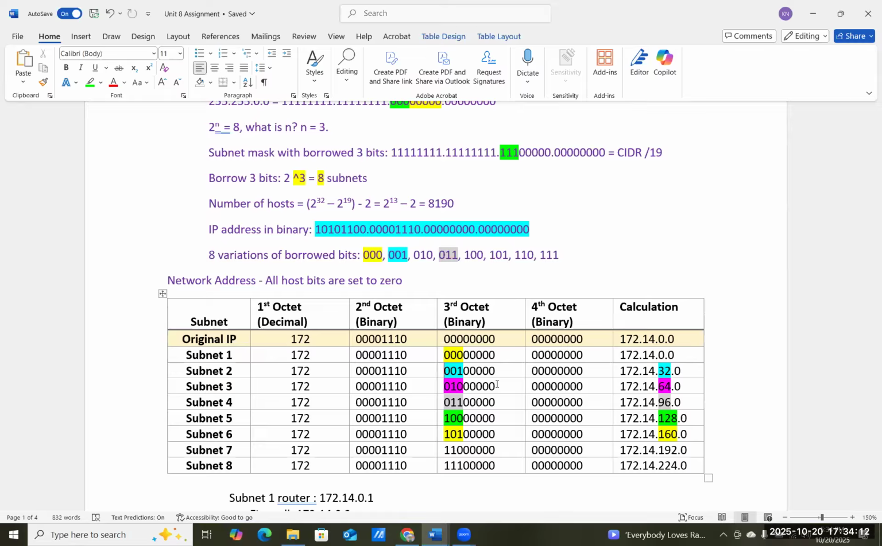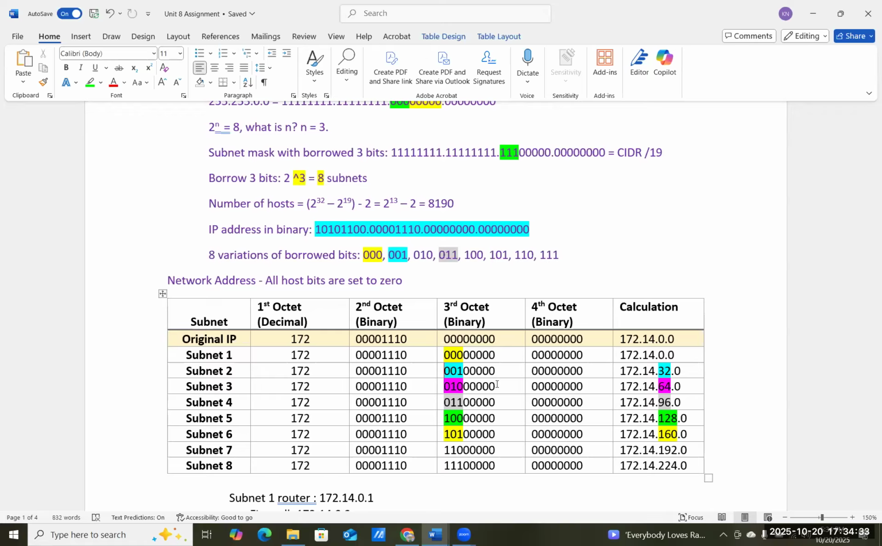Right. So depending on whichever class, if you're using class C, it's going to borrow into the last octet. You get that? If you're using class A, we're always going to borrow into the host. So we have 32 here.